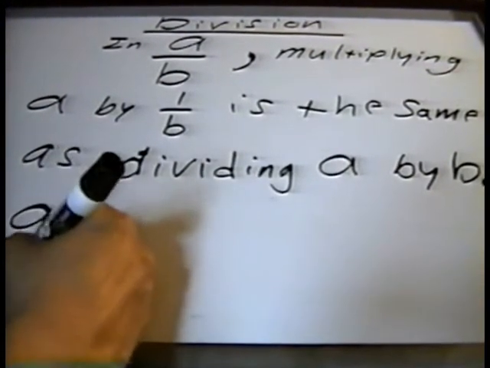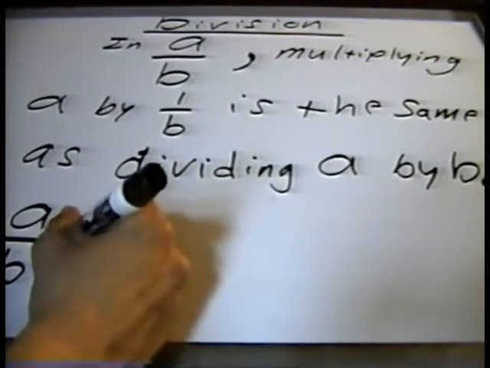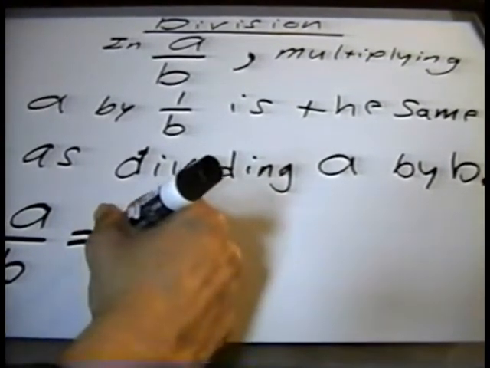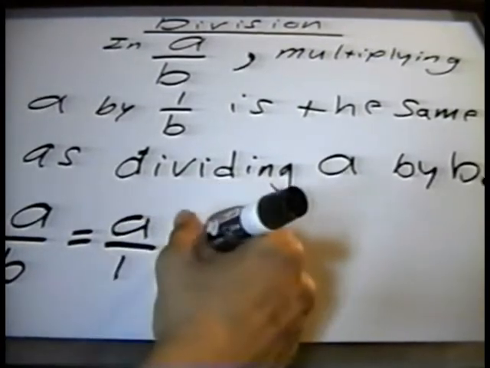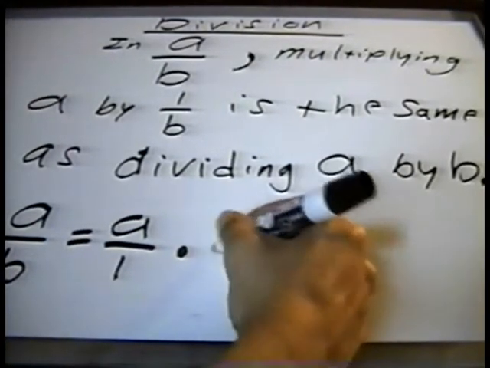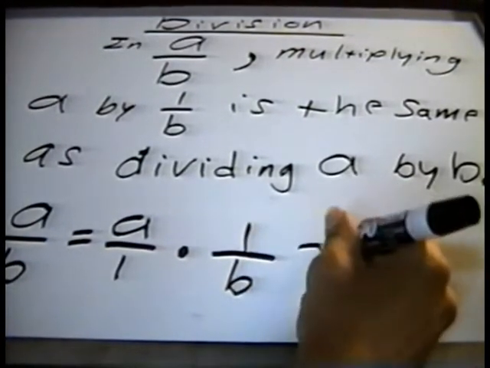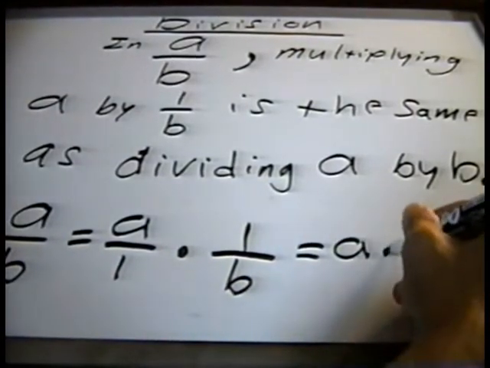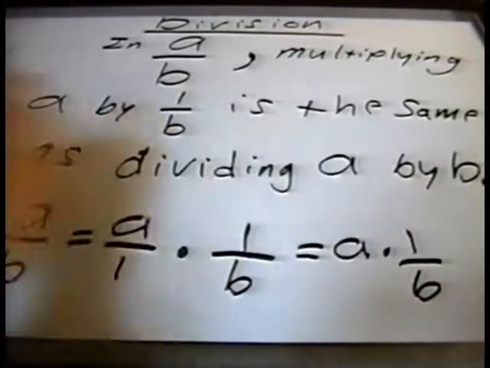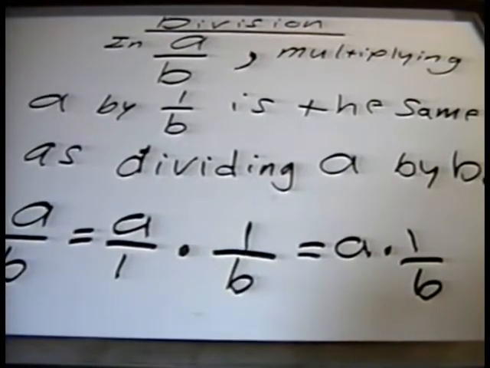So what that means is that for any form, A over B equals A over 1 times 1 over B, or A times 1 over B.